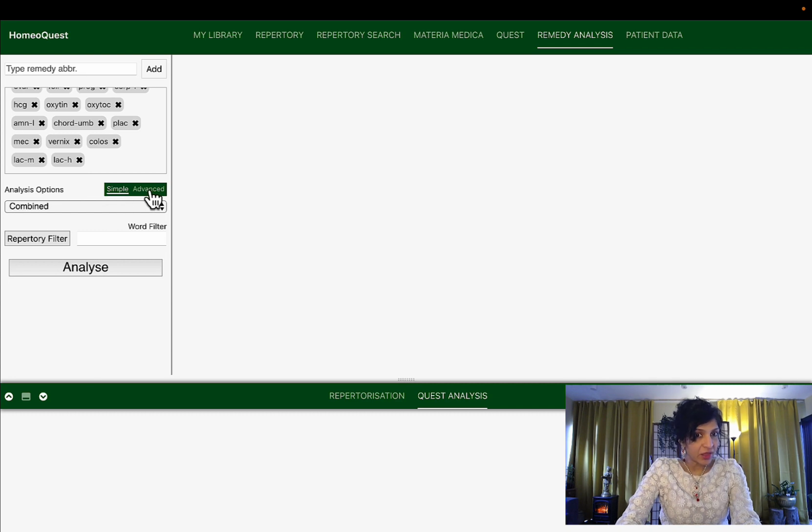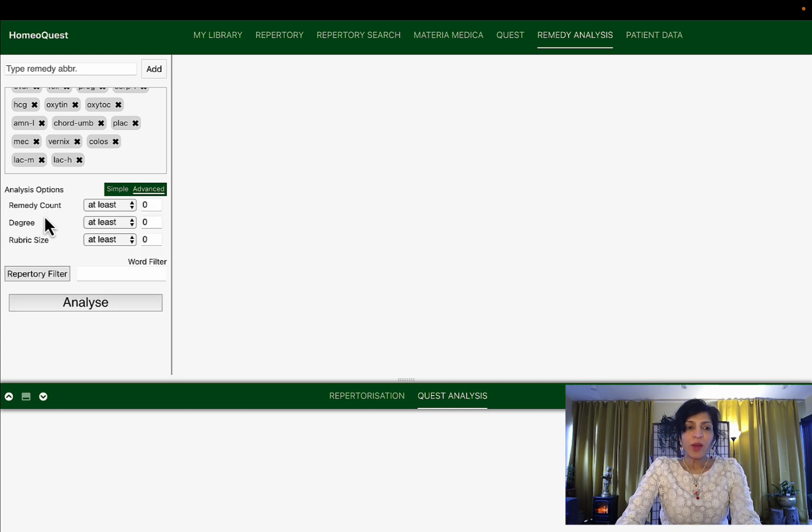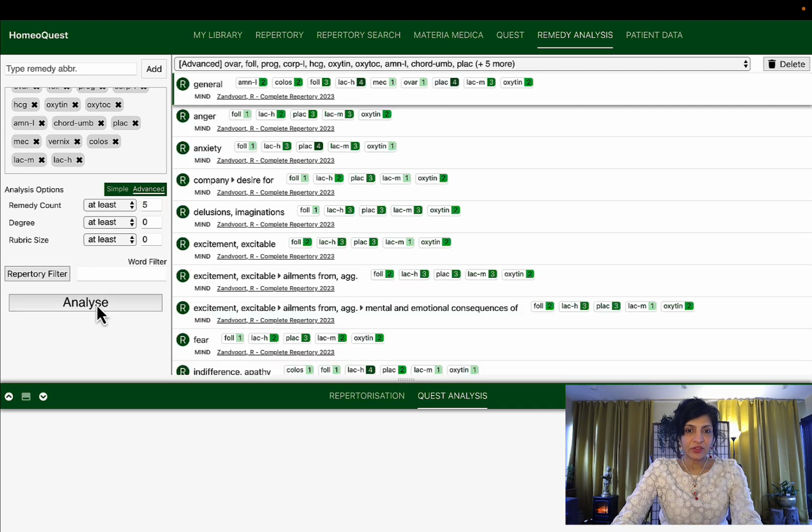I'm going to use an advanced analysis here, basically. What I'm going to do is, we want the general broad spectrum affinities of these remedies at stage 1, right? So let's have at least 5 remedies from the Matridonal family here, and we want all rubrics which have at least 5 of these remedies, which will give us the general thematic understanding of these at stage 1. And you say analyze. So you can see there are different big broad spectrum rubrics coming up here.